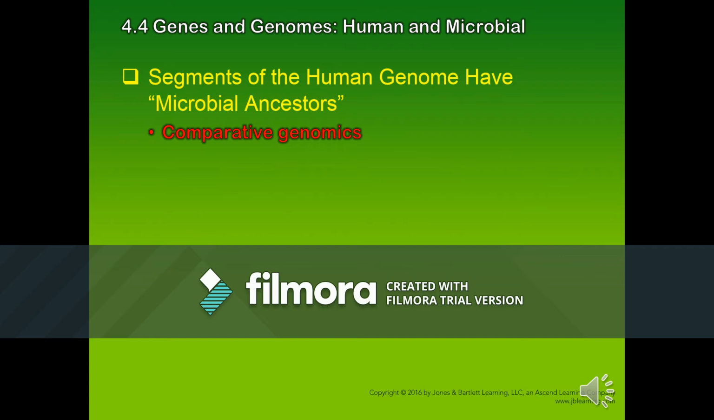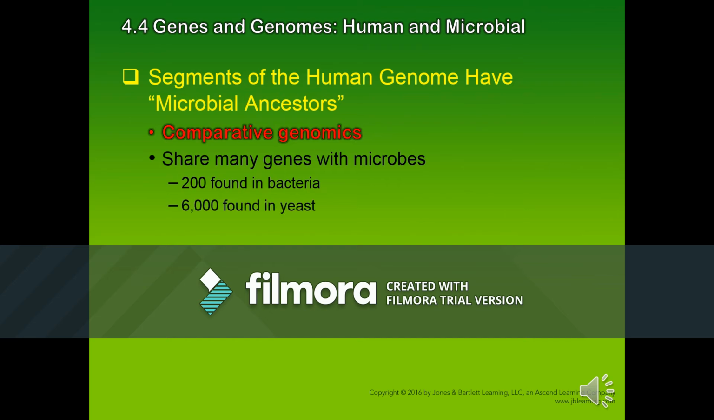Now, one of the things, like I mentioned when I was talking about the genetic code, is we all have the same genetic code. It doesn't matter what the organism is, we all have the same genetic code. In addition, we have a number of genes that are similar to those of the microbes. There are about 200 genes found in bacteria and about 6,000 genes found in yeast, and these things are passed on just like sort of normal genetics.